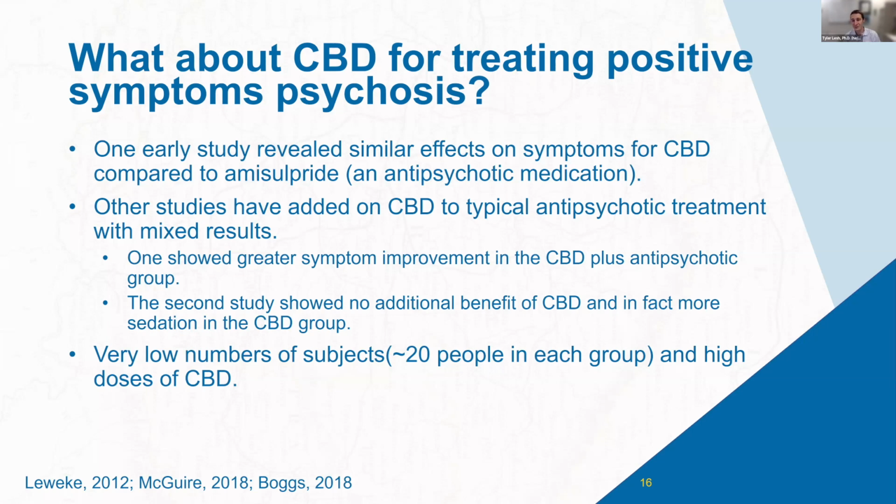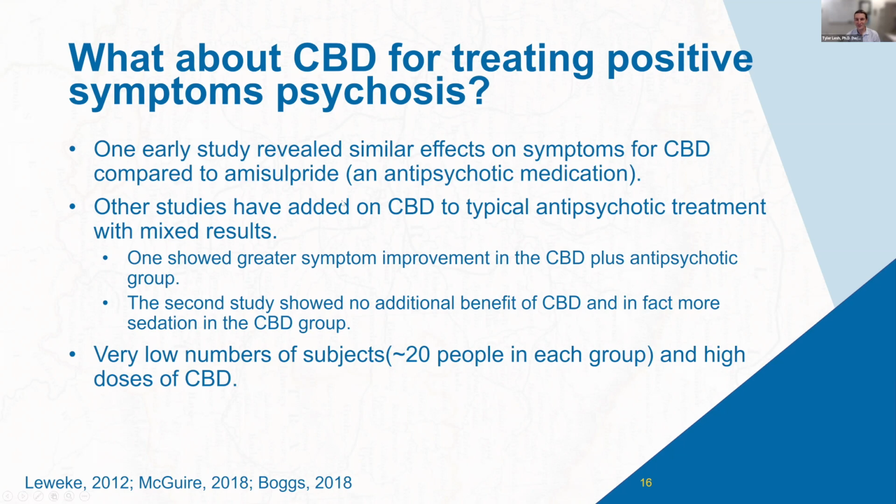So they have looked at CBD to see if it was effective to treat psychosis. And there have been 3 studies as of the last time that I was able to look. An early study compared CBD to an antipsychotic. Other studies have sort of added CBD on to normal treatment. And I will say it's pretty mixed. One study showed that CBD was somewhat effective. Another one actually showed that there wasn't a benefit, and actually it made people a little bit more sedated.